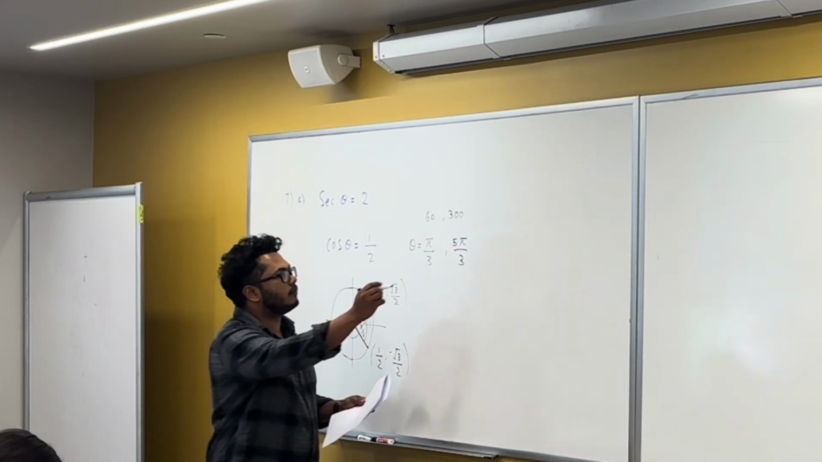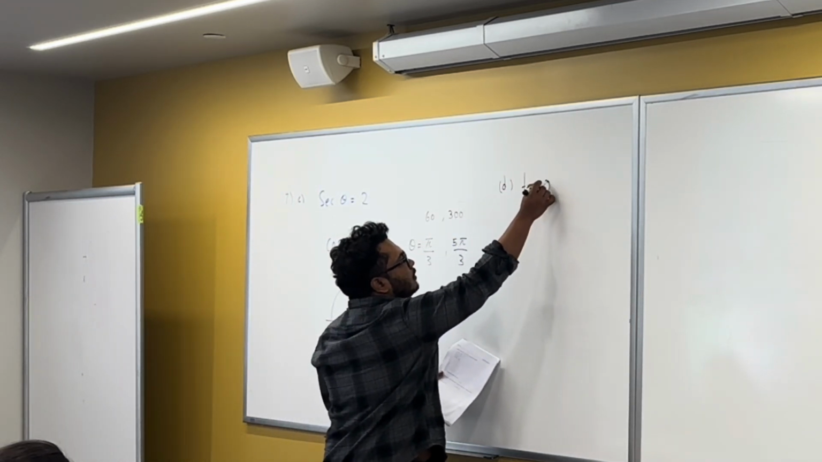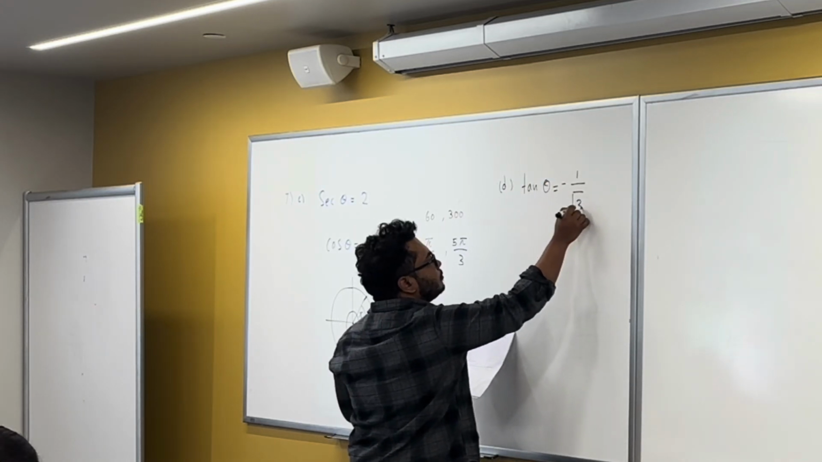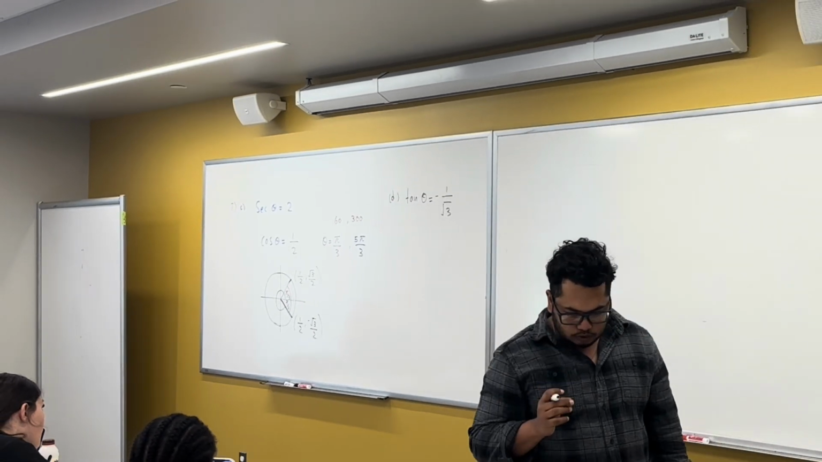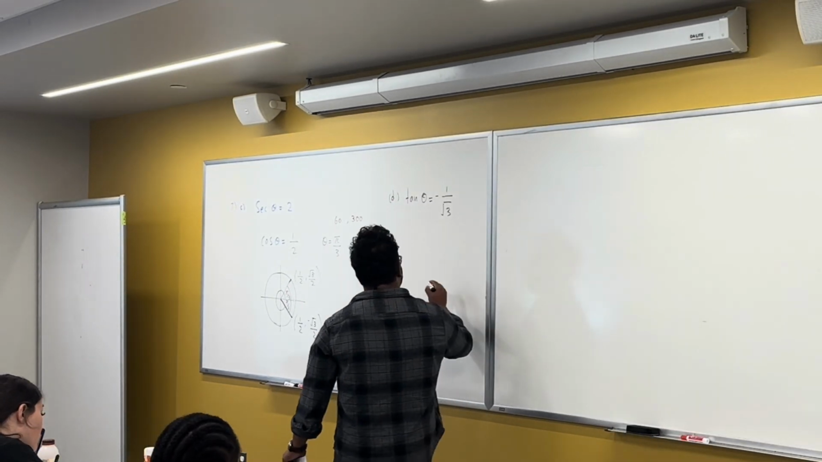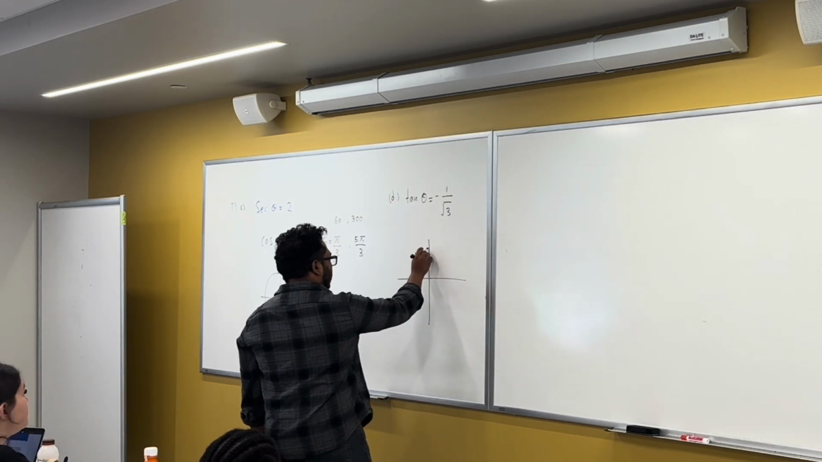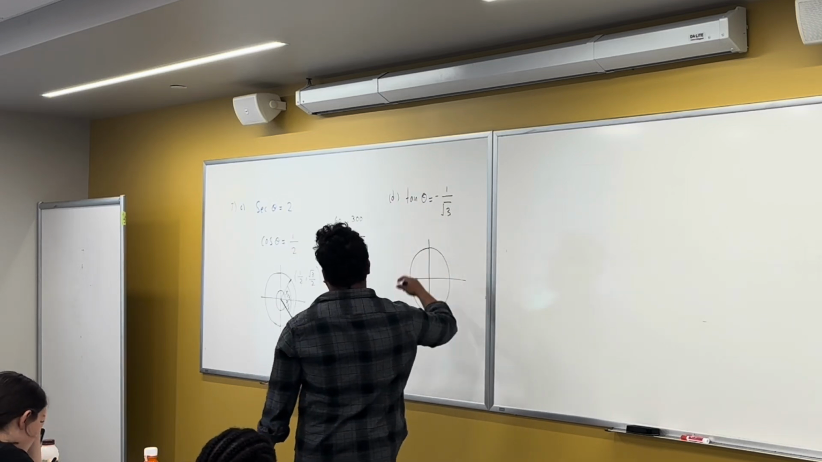Last one, this type of question, tan theta equals negative 1 over root 3. 1 over root 3 is related to 30 degrees. Okay, that's the reference angle. Again I'll draw part of it. You don't need to do that all the time. You just tell me what the two angles are.